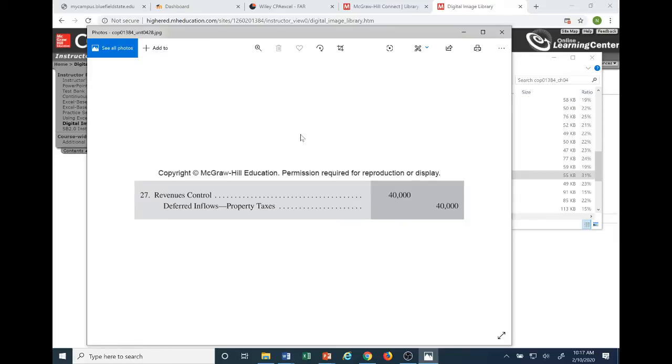sheet, right? So therefore, we need to actually reverse it because remember, when we levy a tax, we've already counted as revenue, right? We've set our uncollectible up, and it's the tax receivable, the uncollectible, and then the revenues control, right? Well, 40,000 of what we already counted as revenue earlier in the year is not available, so we have to defer it. So in other words, what are we doing? We're just moving it from revenue to deferred, right?